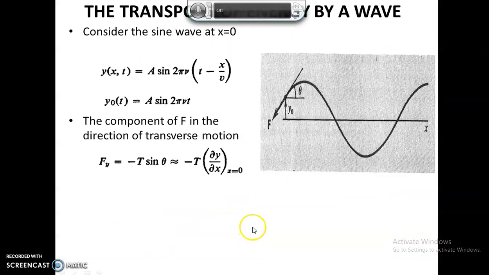Now we'll see the transport of energy by a wave. A wave by definition is a mode of disturbance that is propagating in a medium, and this disturbance is essentially energy. So as a wave propagates in a medium, energy will be distributed in the wave.